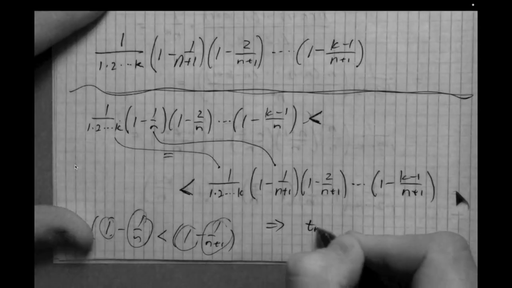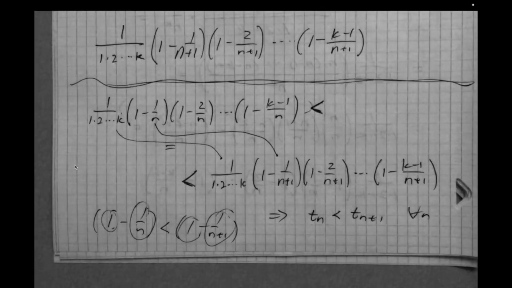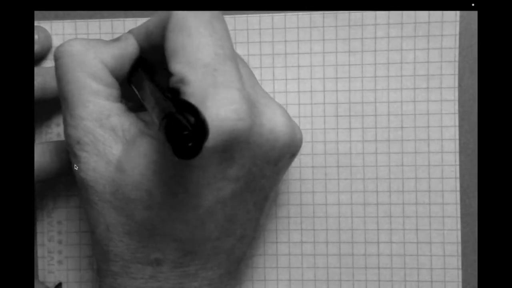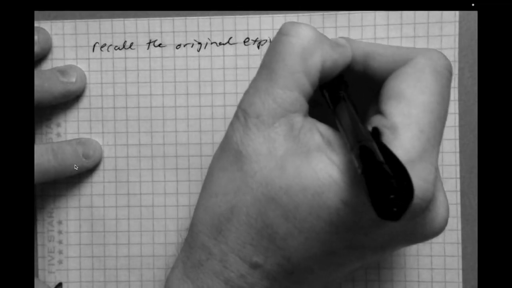Okay, and so that means t sub n is less than t sub n plus 1 for all n, right? And so if that's the case, then we're starting to see how this is a monotone sequence. Okay. Now, remember the original. We have to go back to the original expression for the rest of the picture here, though. So recall the original expression. Okay, what did it say?